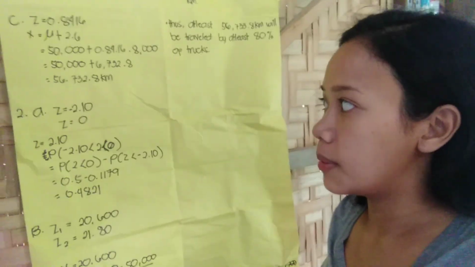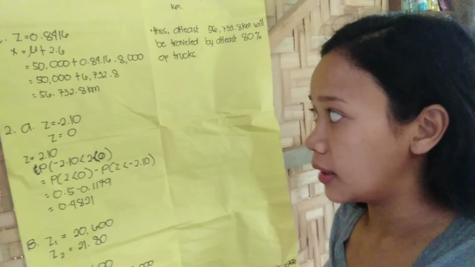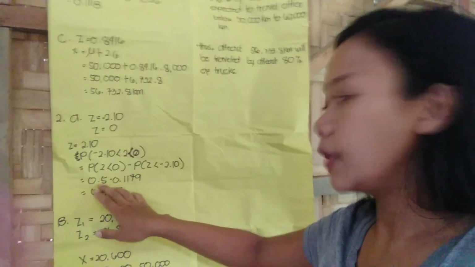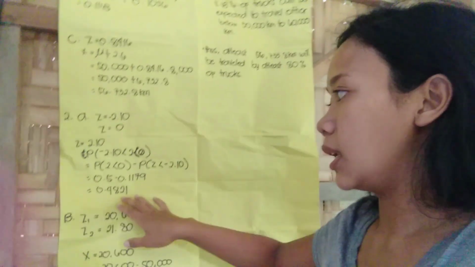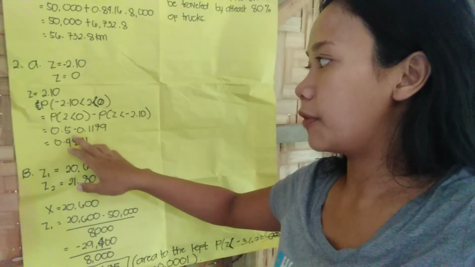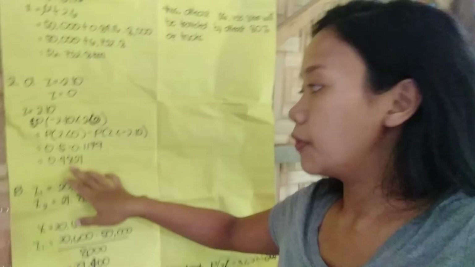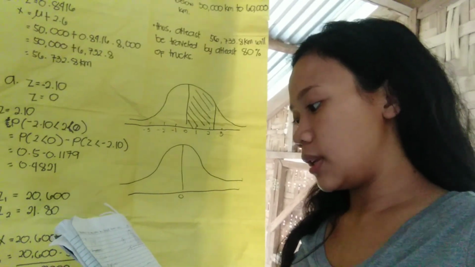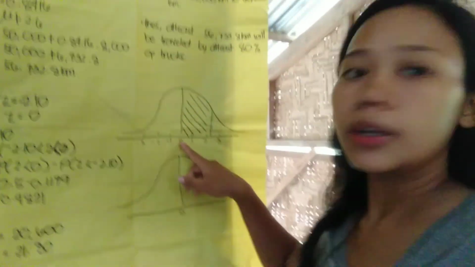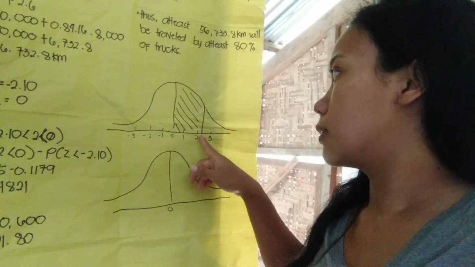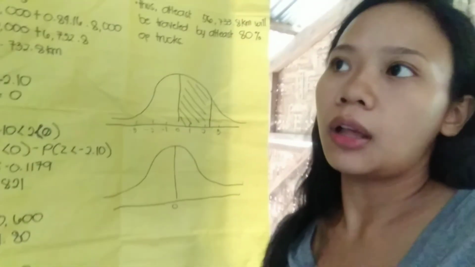So number 2, the first problem is z equals negative 2.10. So it equals 0.5 minus 0.0179. So if you calculate it, it equals 0.4821, or 48.21%. P of z between negative 2.10 and 0 is equal to 0.4821. So to determine the curve, it starts here at 2.10. And at 0, I did not shade it anymore because it is 0.